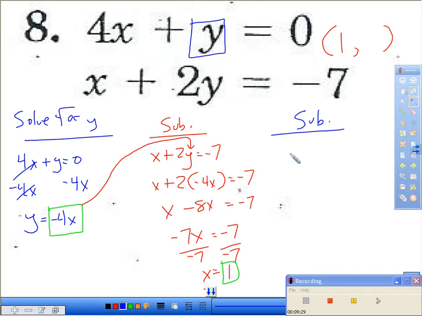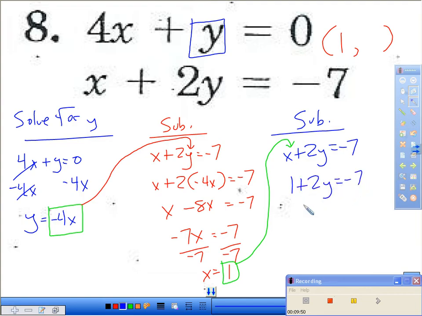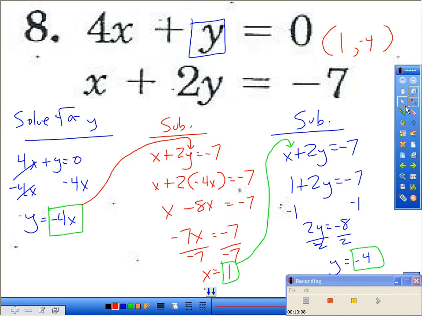So let's use the bottom equation, x plus 2y equals negative 7. So if I take positive 1 and put it in place of x, what that's going to result in is 1 plus 2y equals negative 7. So we'll subtract 1 from both sides, giving us 2y equals negative 8. Divide both sides by 2, and we end up with y equals negative 4. So this is the second part of our solution. And we'll write that in our ordered pair up here at the top. So the y value is going to be negative 4.